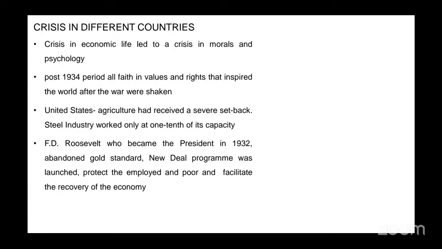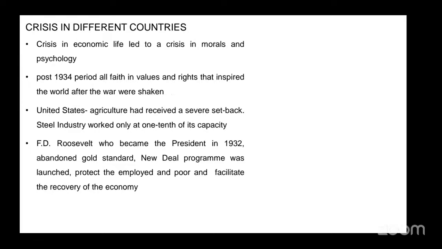And if you look at the United States, agriculture received a setback, and although the steel company was fully capable, it only worked at one-tenth of its capacity. And as Roosevelt became president in 1932, he abandoned the gold standard, and many New Deal programs were launched to protect the unemployed and poor and facilitate the recovery of the economy. So the main agenda was to facilitate economic reconstruction.